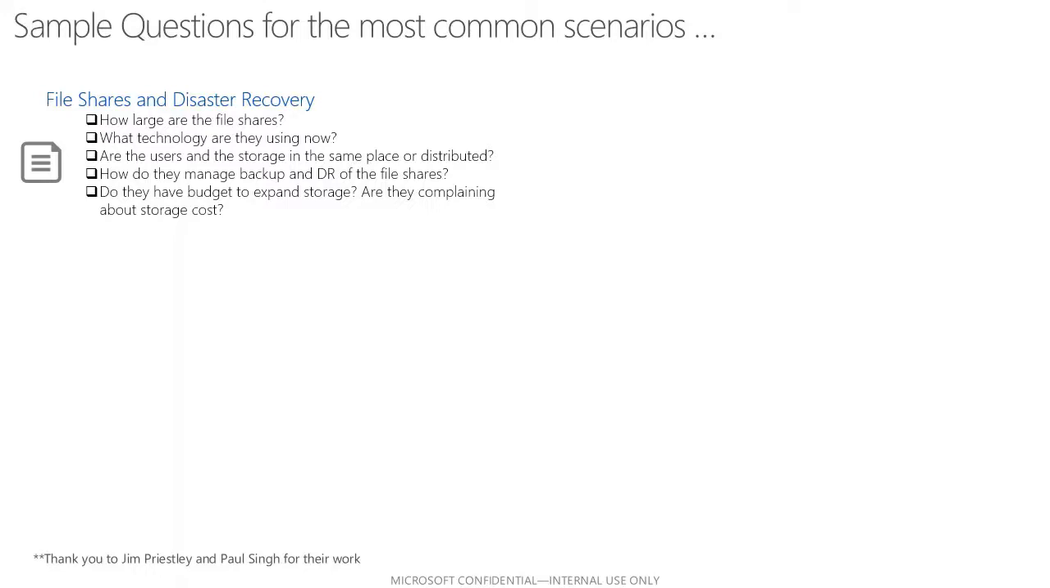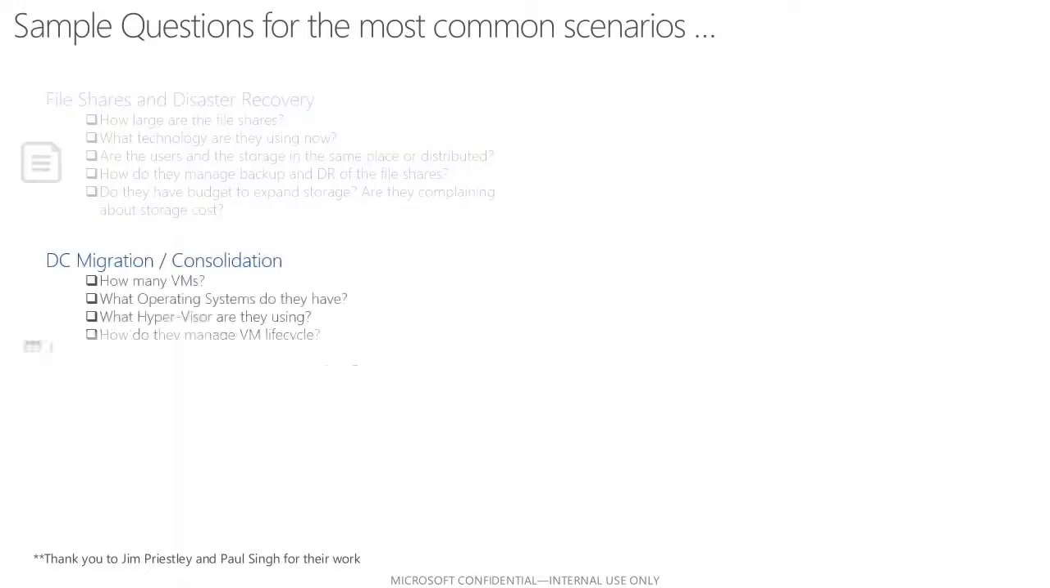For example, if you intend to use Azure for disaster recovery, say you've got multiple applications on-premises and you want to use the cloud as your DR site, whether it's a hot DR site or a warm DR site, these are the questions that you normally ask: how large are the files that you want to copy? What technology are you using now? You may be, for example, using file backup or disaster recovery technology from any of our partners that can work on top of Azure as well. And you also have questions to ask, like how do you manage backup and DR of the file shares, and do you have the budget to expand the storage?